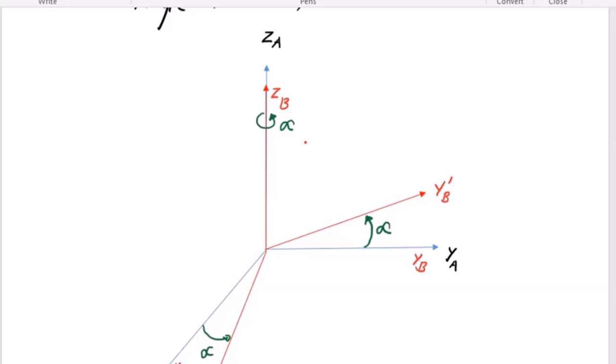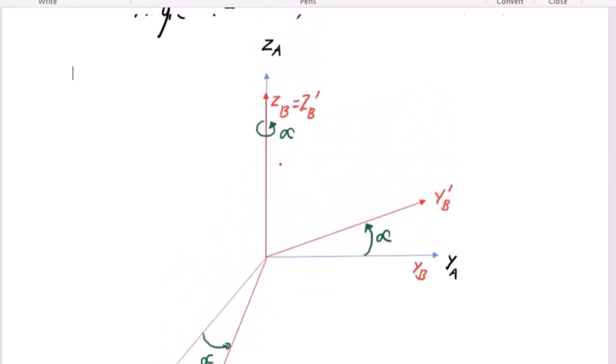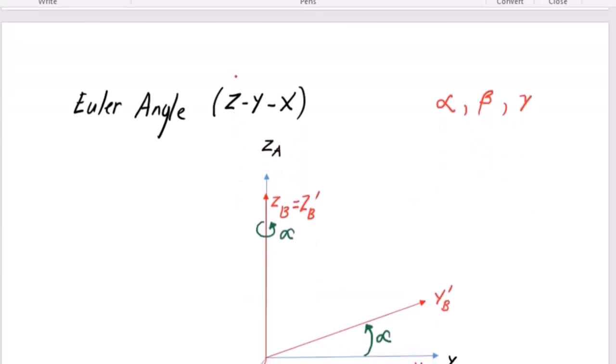Does ZB change its position when you rotate on its own axis? Does it change? Yes or no? You tell me. Does it remain in the same position when you rotate the same axis? No, it will not be affected. So this will be your ZB equals ZB prime. So that's the first. This is now the first rotation, resulting from rotating the Z axis. Now this is done, where it involves alpha.